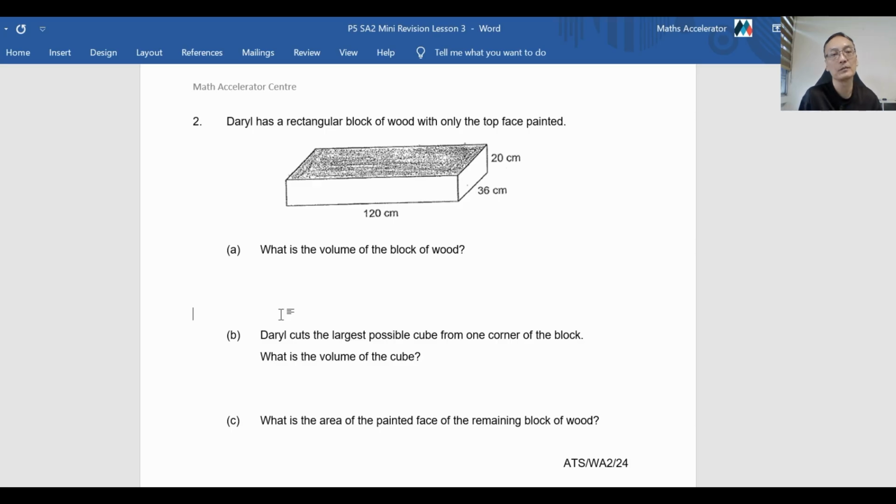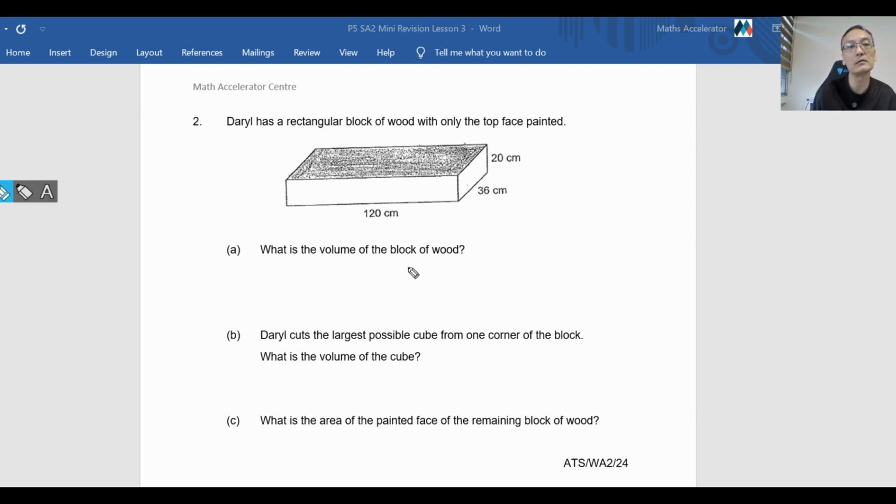This is question 2. Let me read the question to you. Daryl has a rectangular block of wood with only the top face painted. A. What is the volume of the block of wood? B. Daryl cuts the largest possible cube from one corner of the block. What is the volume of the cube? And C. What is the area of the painted faces of the remaining block of wood?